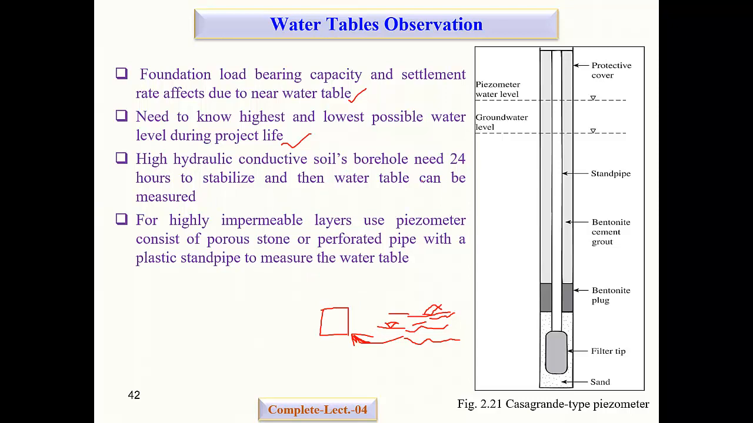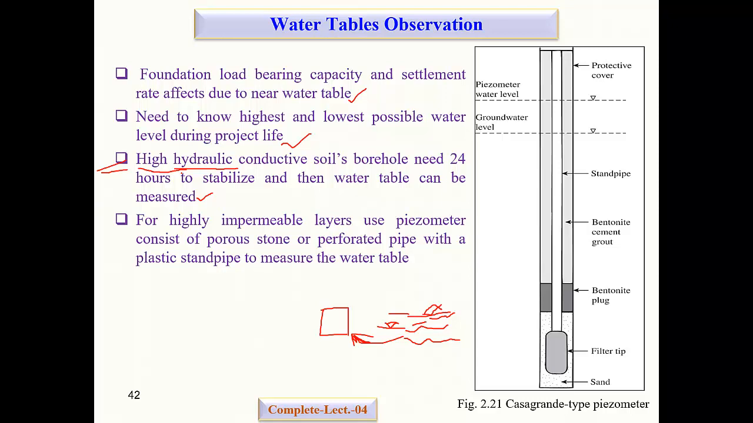For hydraulically conductive soil, boreholes need 24 hours to stabilize and then the water table can be measured. So they are considering the measurement technique here. For what kind of soil? High hydraulic conductive soil. That means soil through which water can pass very easily. Are you getting the point?